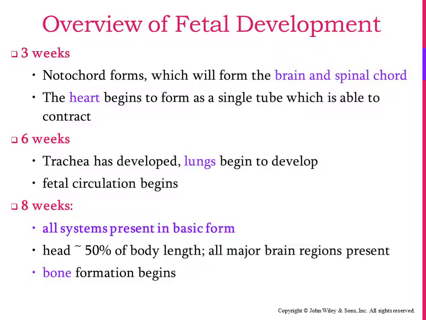All right, some key milestones of development. As I mentioned, already early in the development, by 3 weeks, the notochord, which will be the basis of the central nervous system, is already present, and the heart is already contracting as a single tube. At 6 weeks, structures of the respiratory system begin to develop, and circulation as well. And cells from the amniotic supporting structures will give rise to the blood cells.